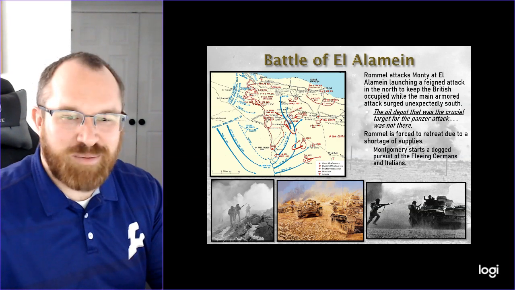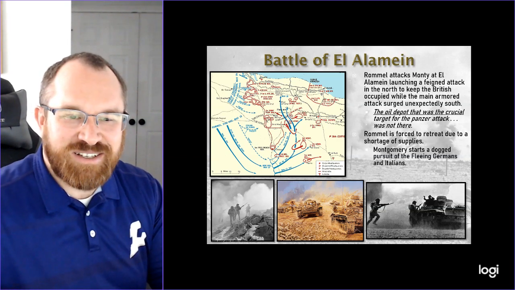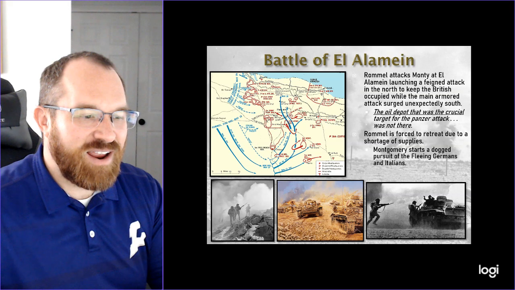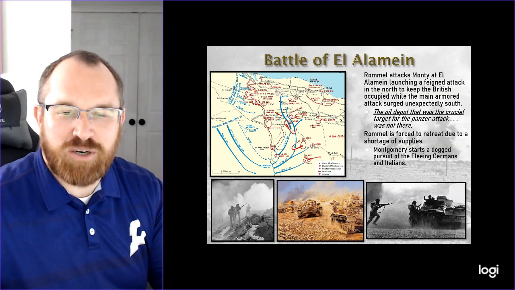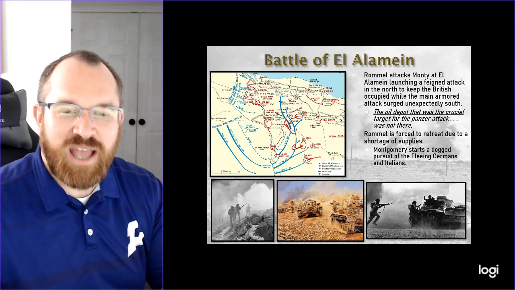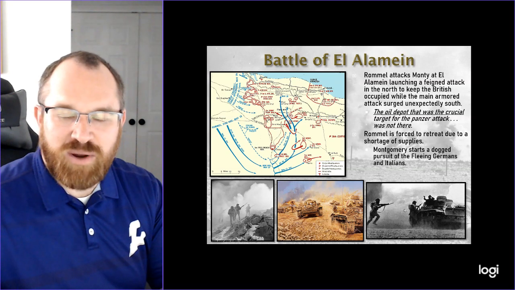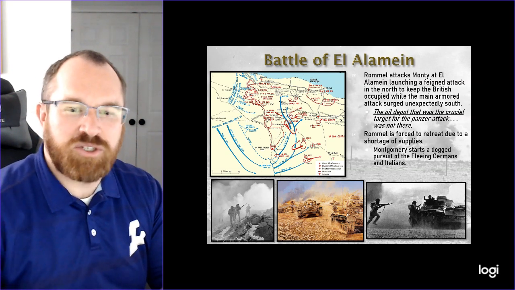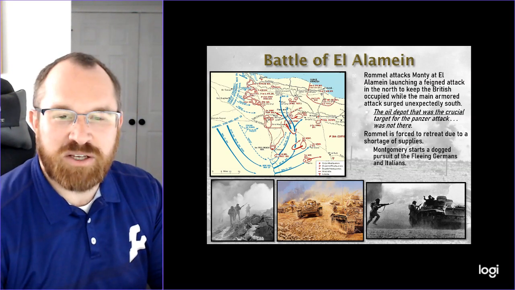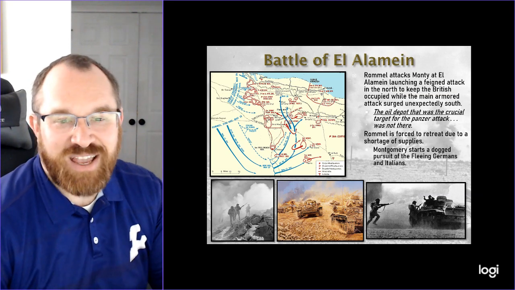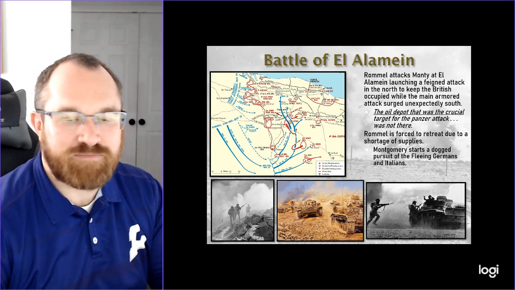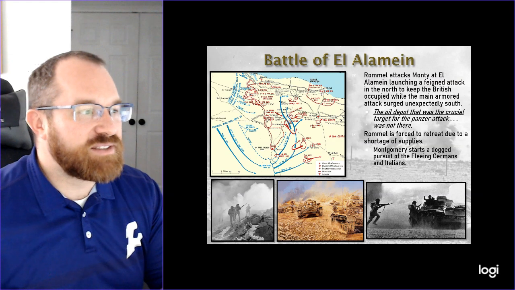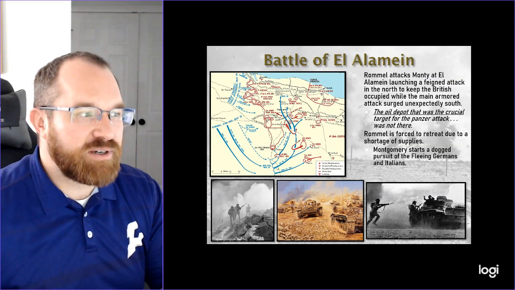So the German intelligence was good. It's just that something happened and the oil wasn't there. And the German tank attack just stops because they have no more oil. The picture in the bottom right here is showing this, where a stalled German tank is surrendering to Australian troops because they can't do much else. They're dead in the water. And this is how the British are able to counterattack at this point.